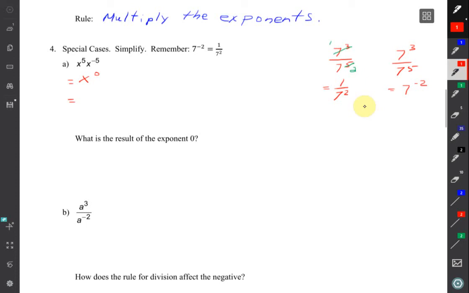And if we take this question and we approach it the way that we were just talking about, so I'm going to take that x to the minus 5, and I'm going to write it in the denominator.